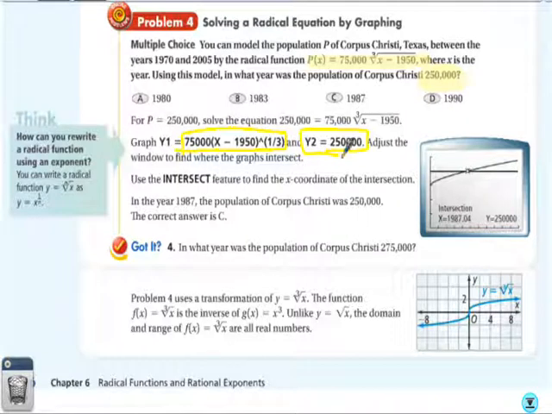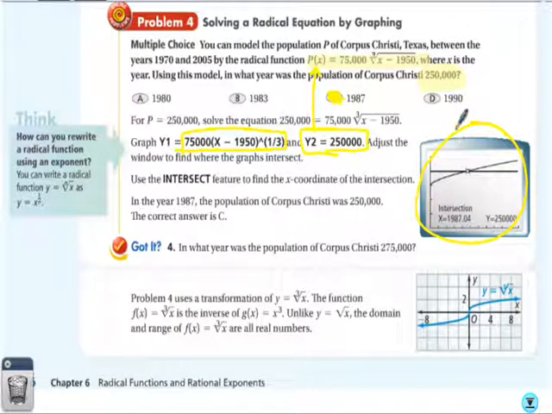It's really not that complicated. You could also put 250,000 in for the population right here, subtract it to the other side, graph that, and just find the root. Either way, you're going to get your answer as 1987. Okay? So now, using that same idea, and this is on your calculator, okay? So you got to know how to do this on your calculator. What year was the population of Corpus Christi?